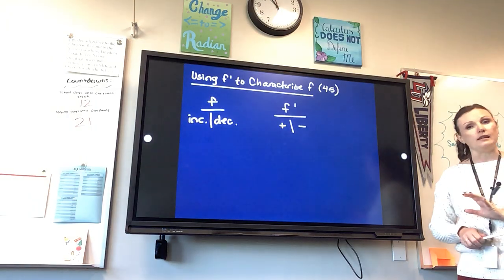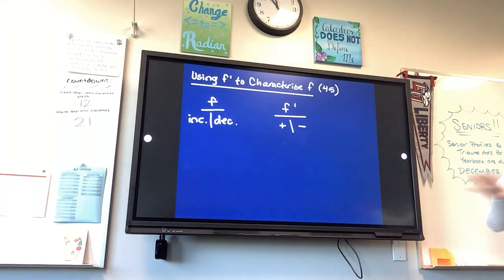So we started this early on in the year. It was definitely first quarter, probably August, maybe September. But we started reviewing the concept of positive above, negative below, increasing going up, decreasing going down. And this is one of the reasons we did that, because we're now putting these two things together. So that's the beginning of the chart that we'll be building.